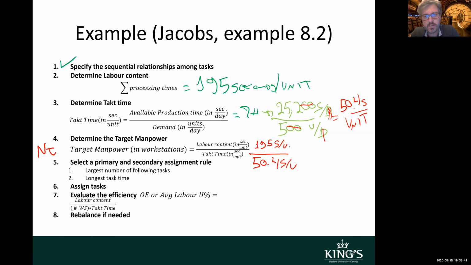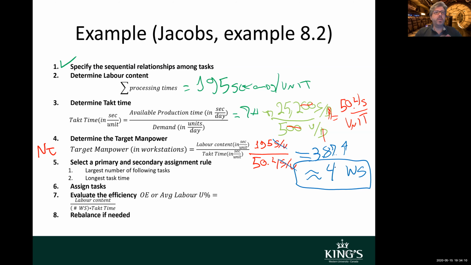So observe now that seconds and seconds are going to cancel each other out, right? So I can cancel this, I can cancel this. So 195 divided by 50. So what we get here is 3.87, give or take. So in the end, we have to round this up. So let me round this up. This is actually going to be 4. So I need 4 workstations. Okay, that is my theoretical minimum. So in an ideal world with no idle time, 4 workstations would be enough. Okay, so that's what my target is.